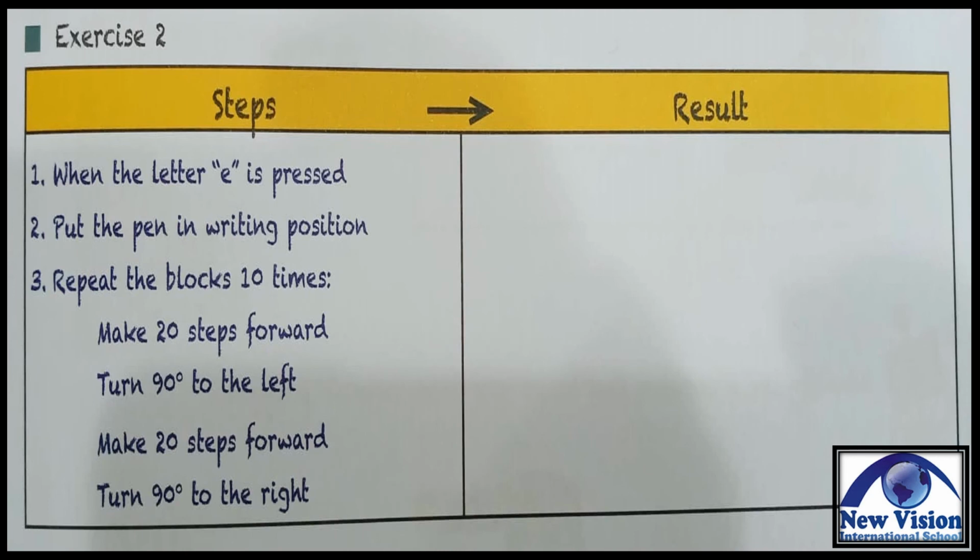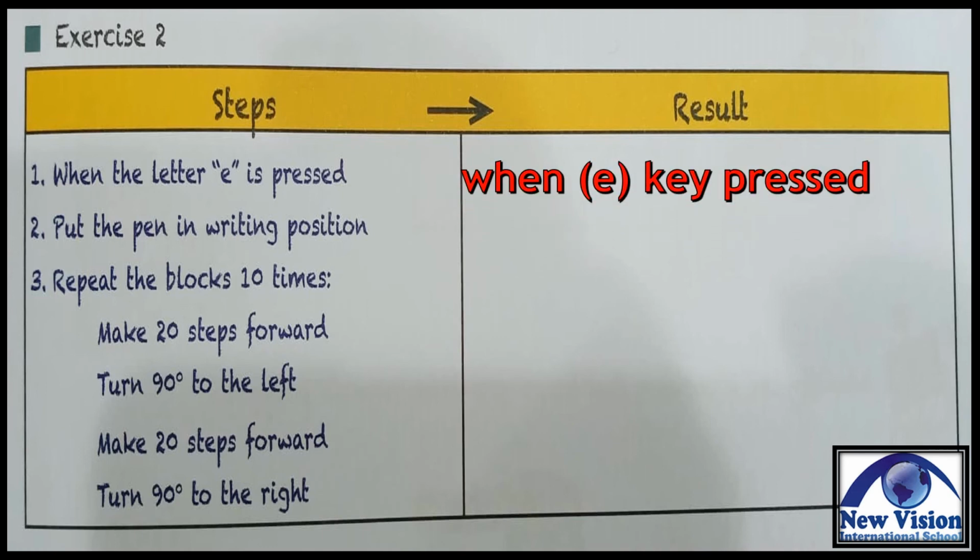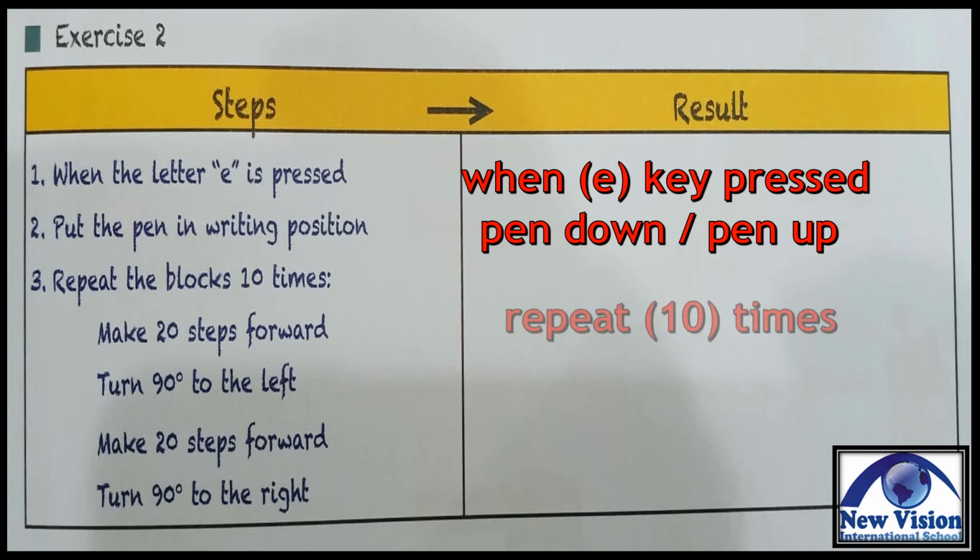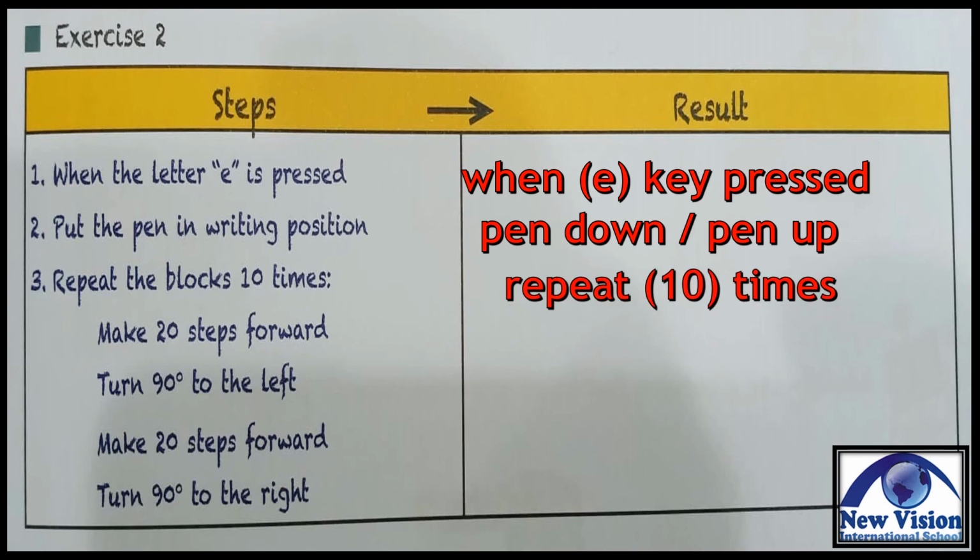Let us now have exercise number 2. Number 1. When the letter E is pressed, what do you think is the code of this in the Scratch program? That is when E key pressed. Number 2. Put the pen in writing position. This could be pen down or pen up. Number 3. Repeat the blocks 10 times. That would be repeat 10 times.